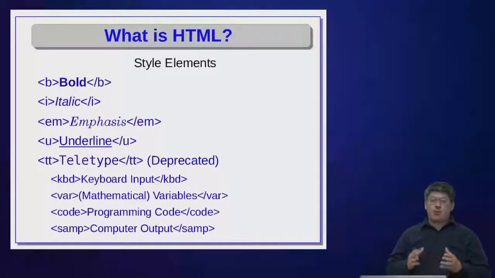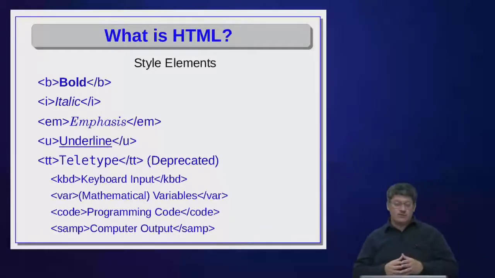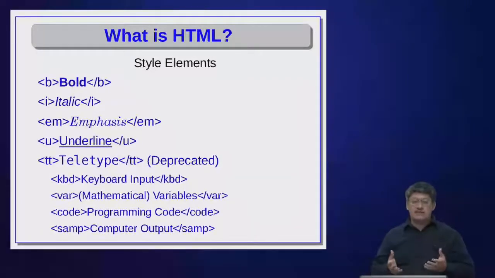Here are some other important tags and elements that we might use in a web page. These are what I call style elements because they actually change the look of the page. So for example, we can bold something, we can put something in italics, we can emphasize something, we can use underlining. It used to be the case that you could put something in a teletype font. That still works. You can use the TT tag and the /TT tag to put something in teletype font, but it's discouraged. It's what we say, it's a deprecated tag. And it will probably go away in future versions of HTML.